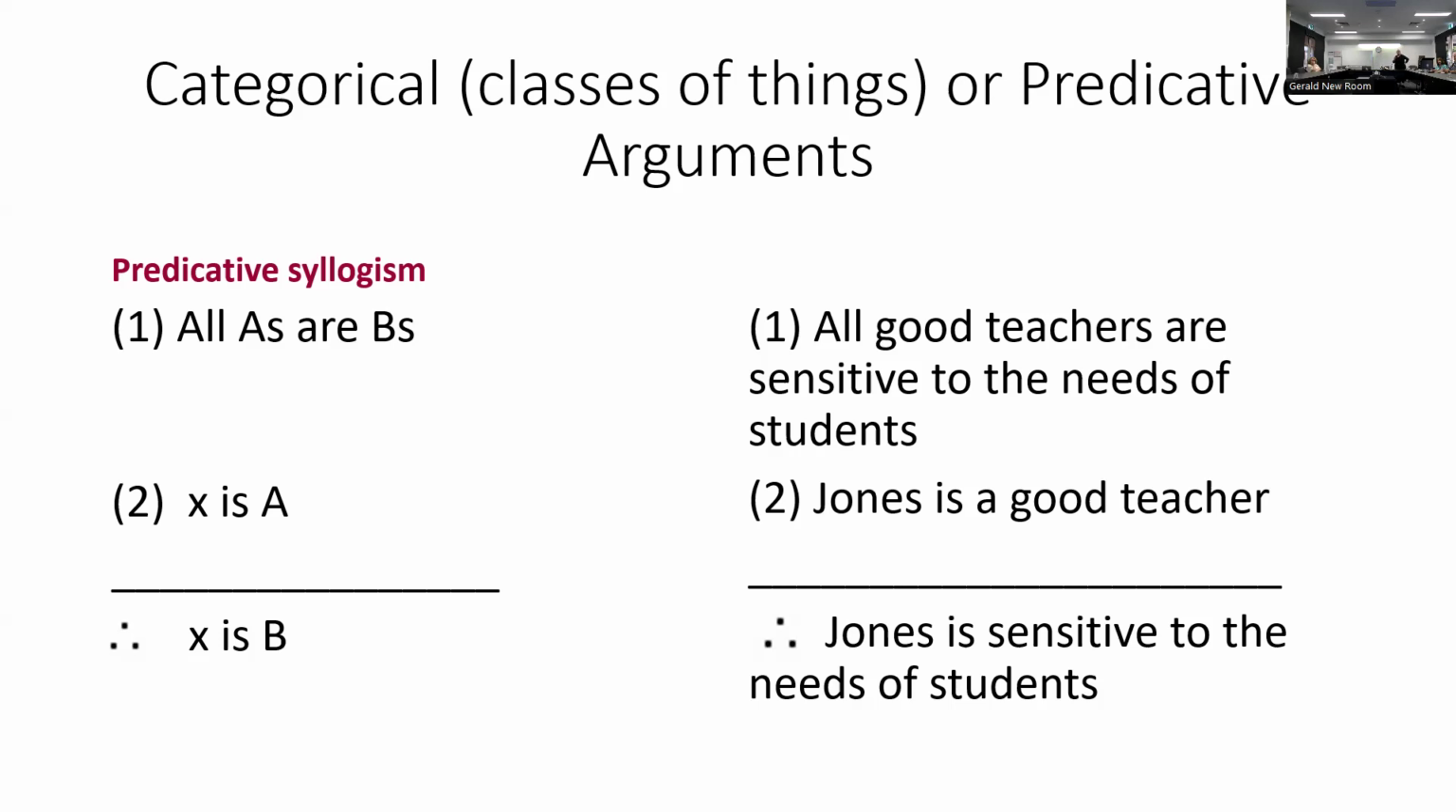So, all A's are B's: all good teachers are sensitive to the needs of a student. Do you follow? X is A: Jones is a good teacher. That means Jones belongs to the category of A, doesn't it? But because we know all A's are B's, he must belong to the category of B, sensitive to the needs of the students. Do you follow this? I'll come back to this. I'm going to repeat this many times.